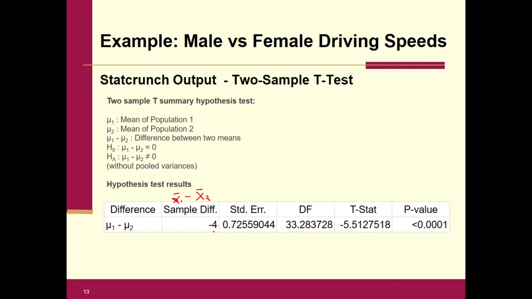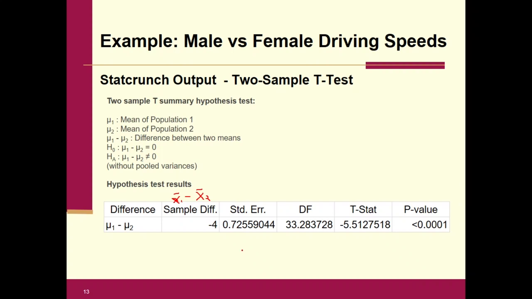So what does that mean? Based upon the samples, there was a 4 mile per hour difference, and it looks like X bar 2 was greater than X bar 1. But is that a big enough difference to apply it to the entire population, knowing that we only had a sample size that was fairly small?